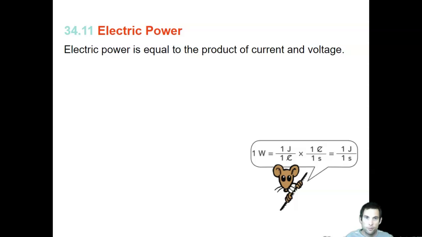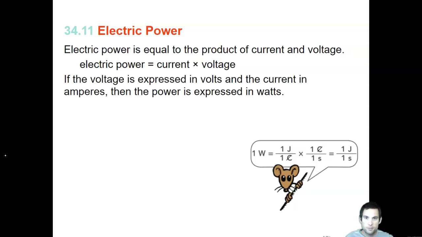Electric power is equal to the product of current and voltage. So power equals current times voltage. If voltage is expressed in volts and current is in amperes or amps, then the power is expressed in watts. 1 watt equals 1 ampere times 1 volt.